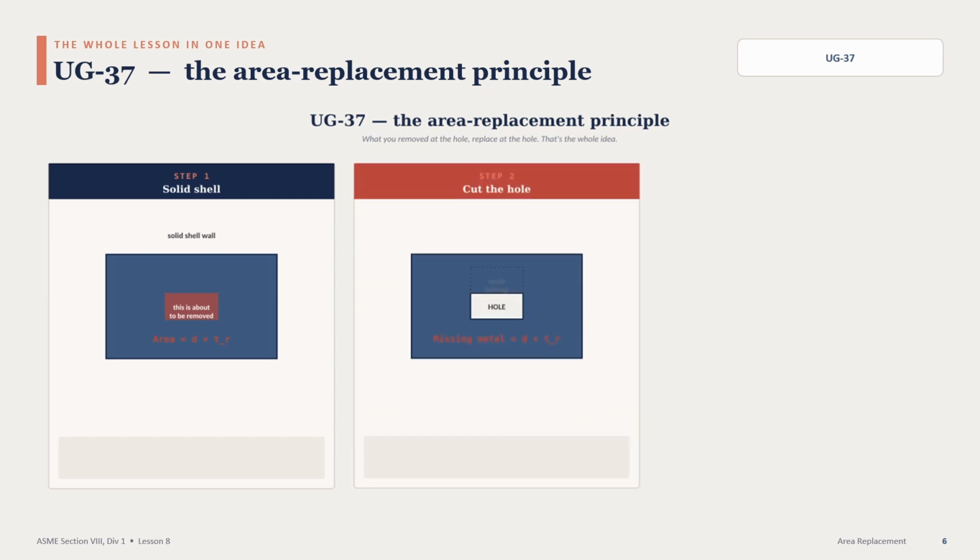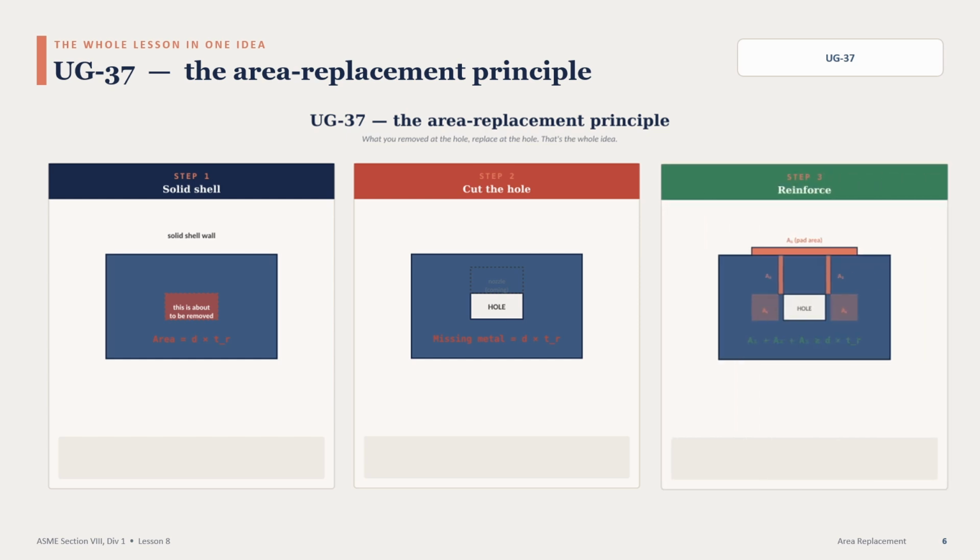Now cut the hole. That strip is gone. The metal that was carrying that load is not there anymore. And here is the thing, the load didn't go anywhere. The pressure is still pushing on the wall. So something has to pick up what that missing strip was doing.